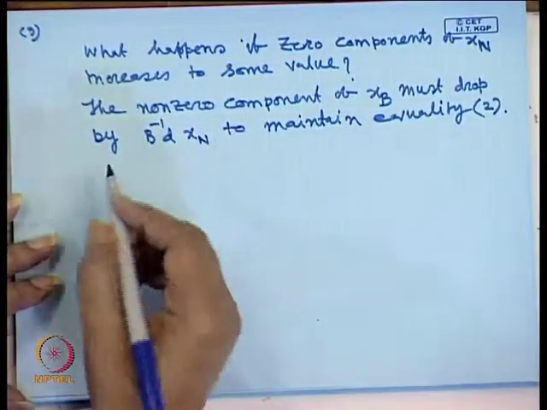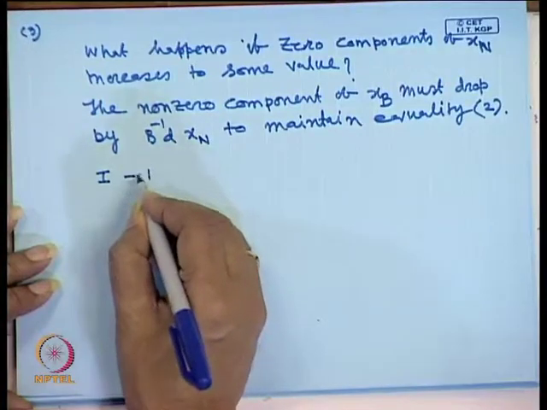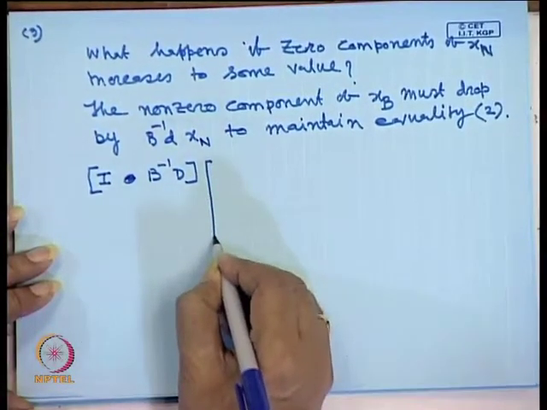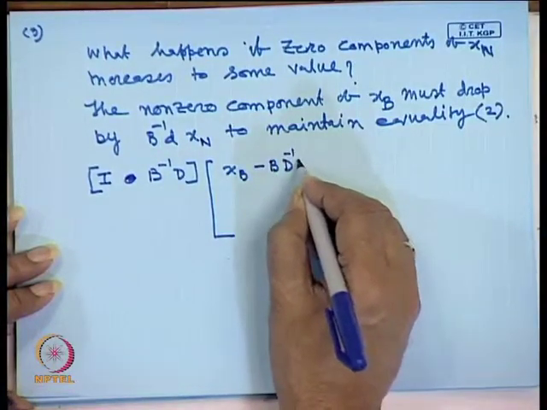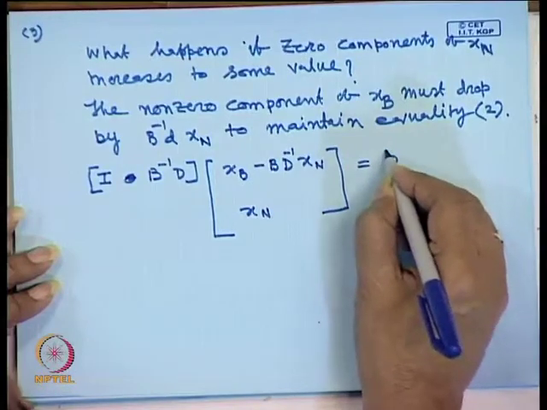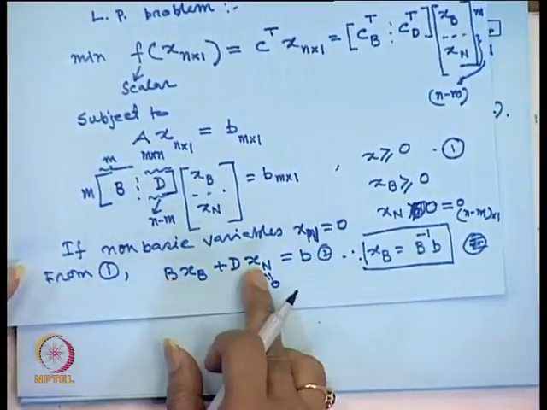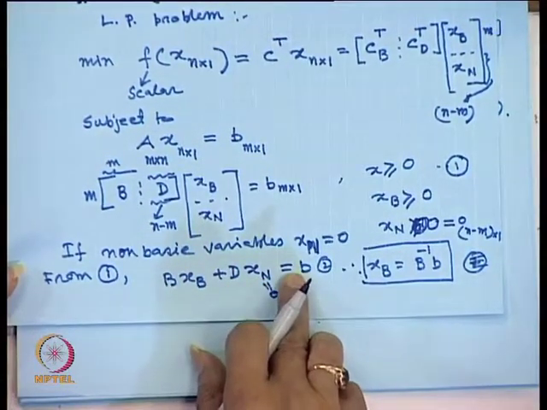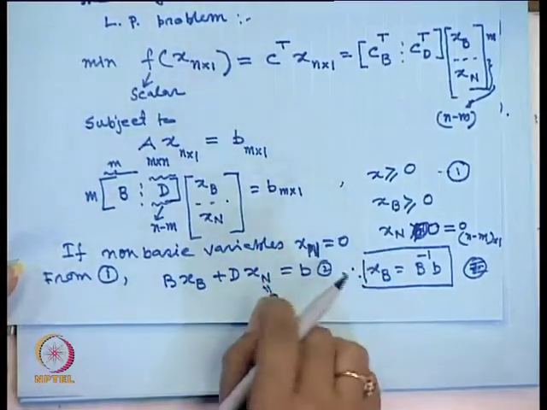So, we can write it now from this equation, that is what we have written: I minus B inverse D x_B, minus B inverse D x_N must be equal to the right hand side B inverse b. See here what I did, both sides I multiplied by B inverse, agree? So x_B, now it is writing B inverse D x_N, and the right hand side is B inverse b. Now, I am telling you out of n minus m elements, one of the elements is non-zero.